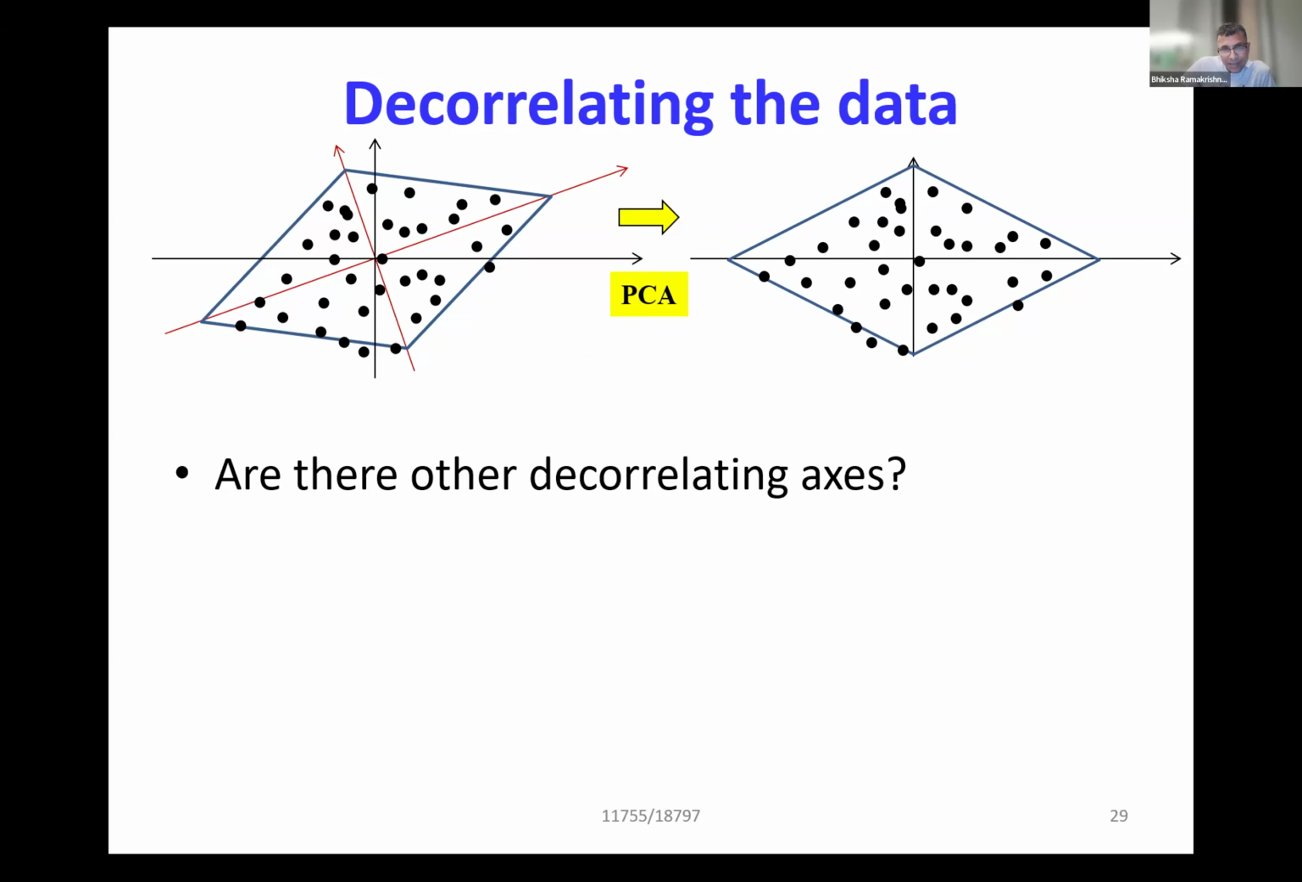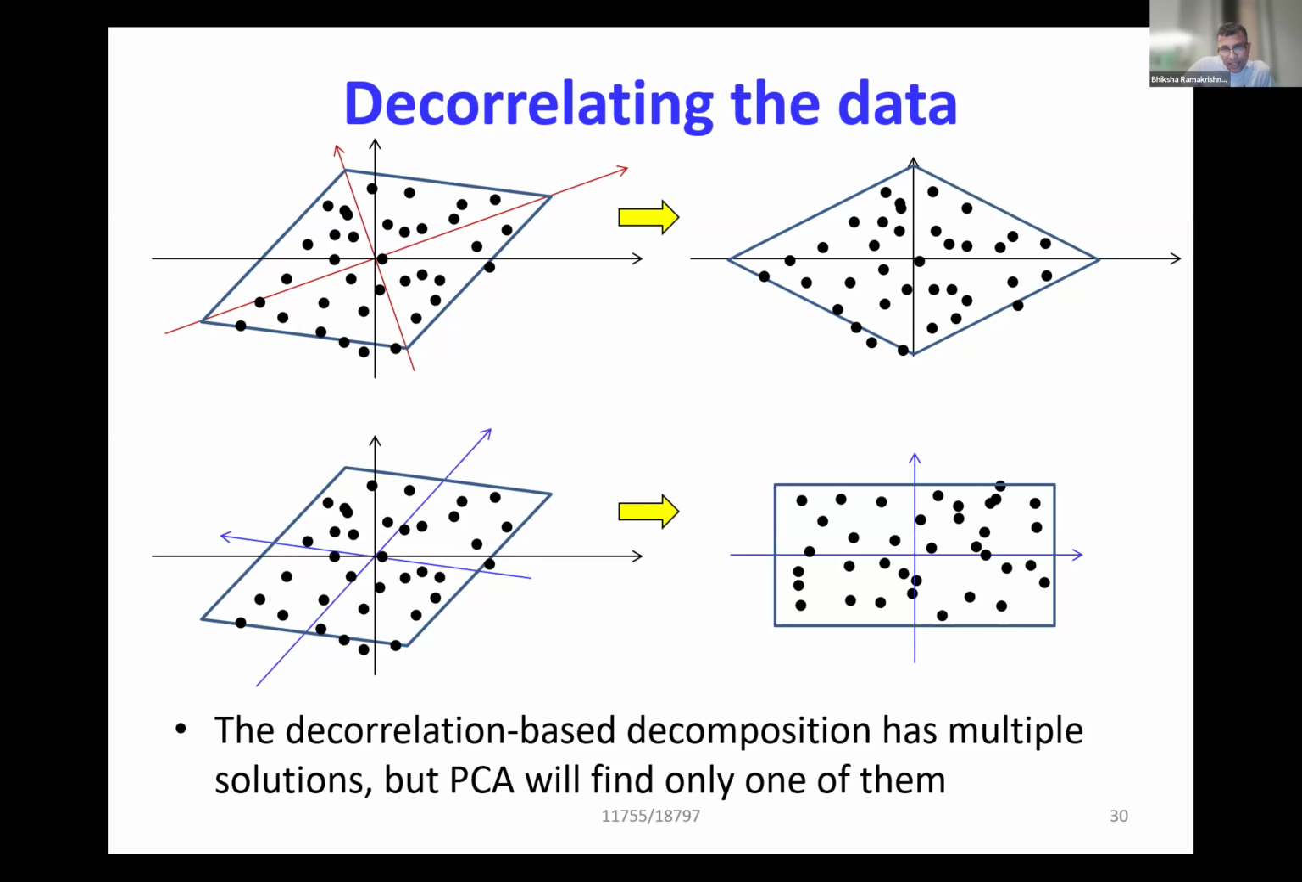Do you see any other axes? These axes, if I make them my new X and Y axes, this is going to be the new scatter. And in the new scatter, you can see once again that X and Y components are decorrelated. In this case, why would PCA not find these axes?